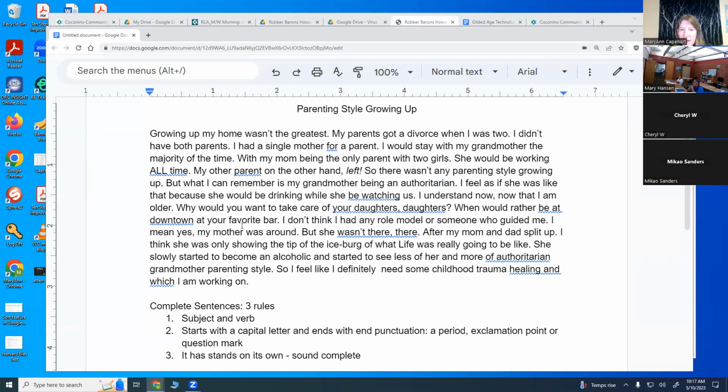I feel as if she was like that because she would be drinking while she'd be watching us. So we have would be drinking, but we have be watching us. So let's make it the same. What should I do here to make it the same? Right? So we don't want to say would be drinking while she be watching. Oh, what should I do? Was watching us.